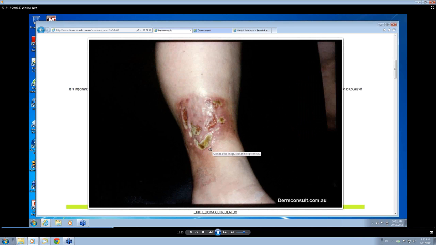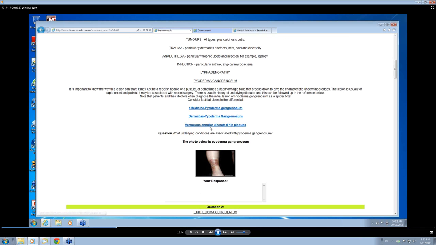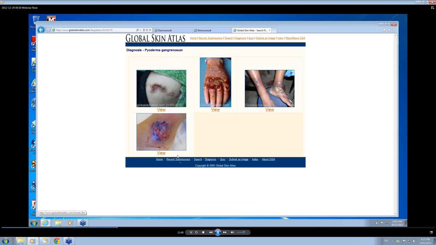Let's have a quick look at this image here. It looks as if there's been some healing occurring within this one, but you've got this ulcerated lesion here, and there is a degree of undermining. You need to look at that edge there to see the degree of undermining that's occurring, and this has been increasing in size quite quickly. We do have some better pictures of this. Let me just flick into Global Skin Atlas.